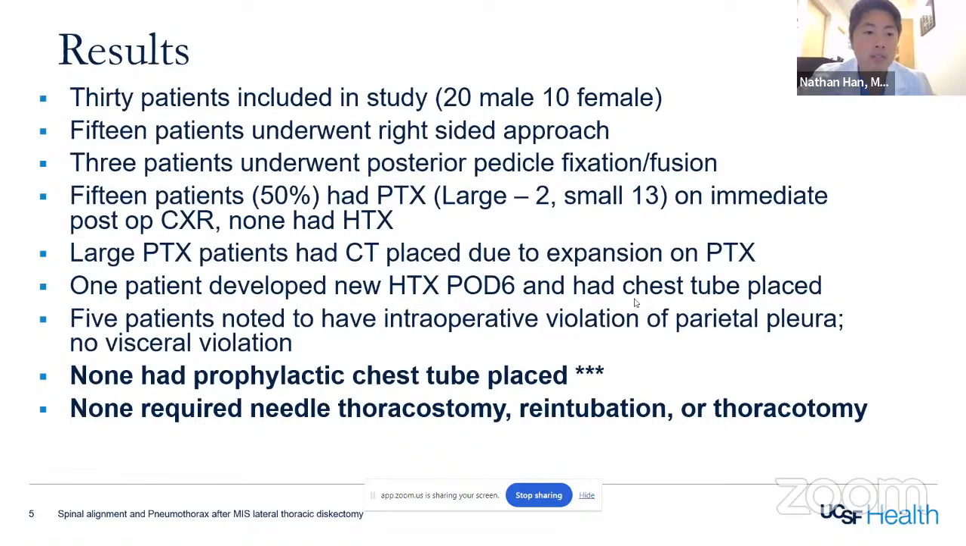However, there were no incidents of any visceral pleura violation. One of the important points of this paper was that none of these patients needed a prophylactic chest tube, and none required a needle thoracostomy, reintubation, or thoracotomy for the pneumothorax.